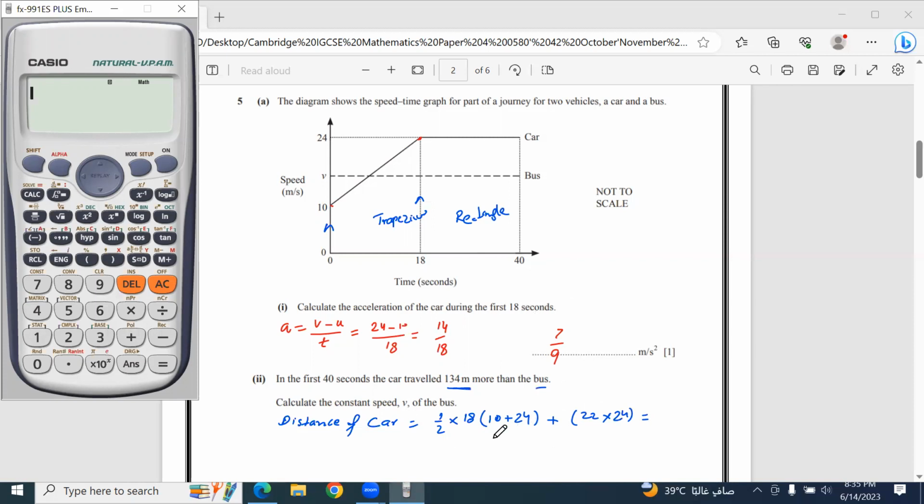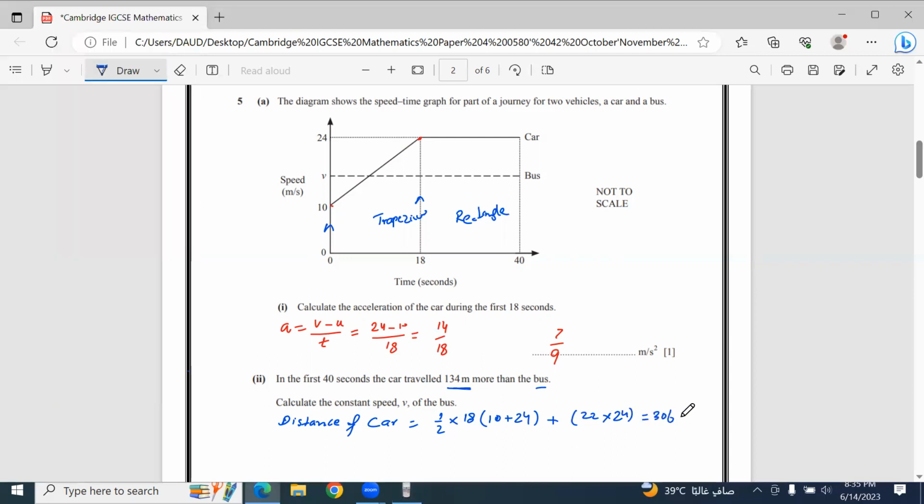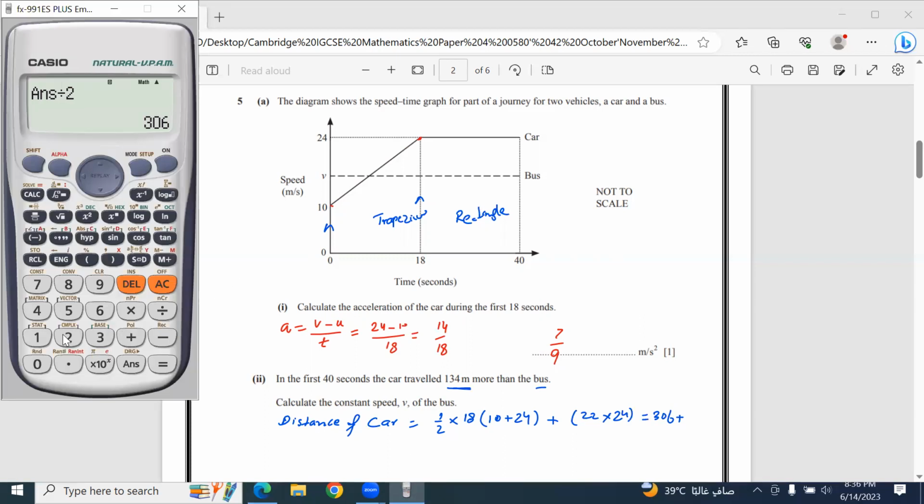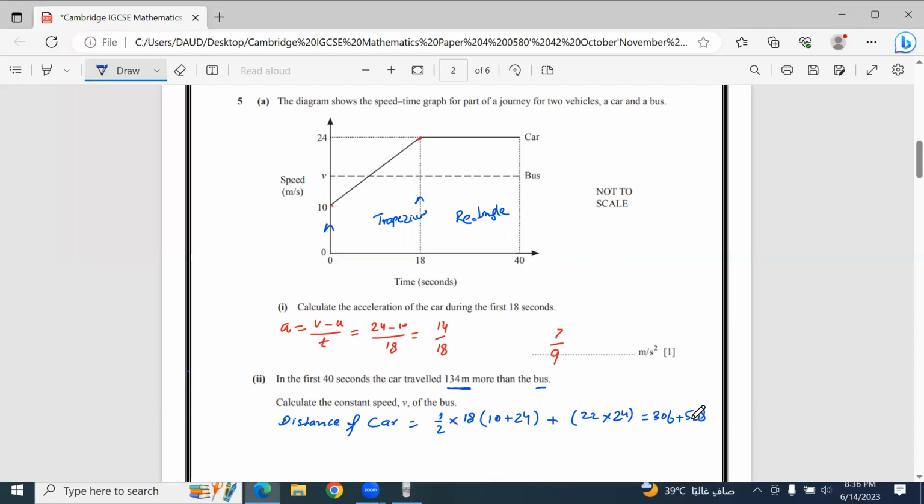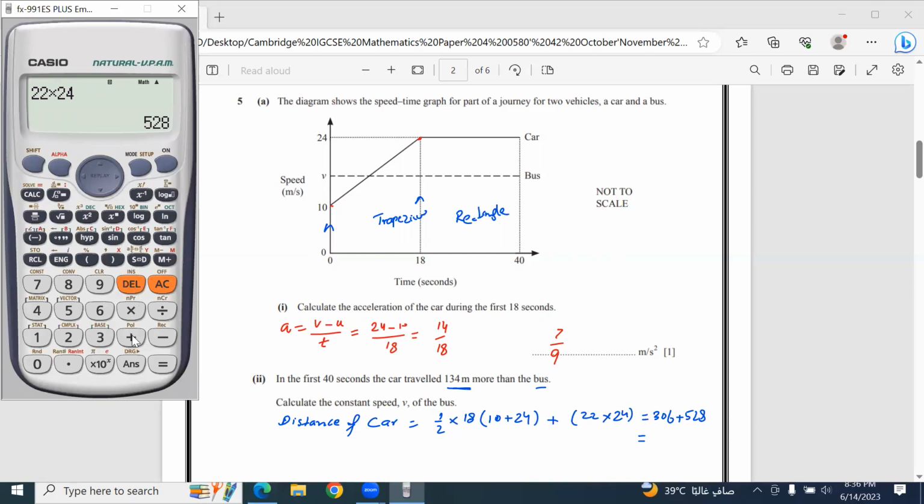After this you can check in the calculator. 24 plus 10 is 34. 34 multiplied by 18, divided by 2, gives me 306. Plus 22 multiplied by 24, which gives me 528. The total answer, if we add 528 plus 306, is 834.